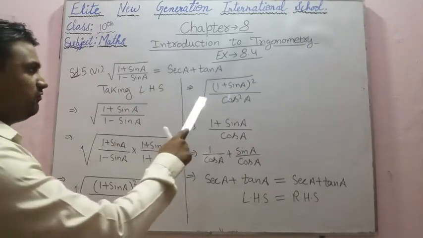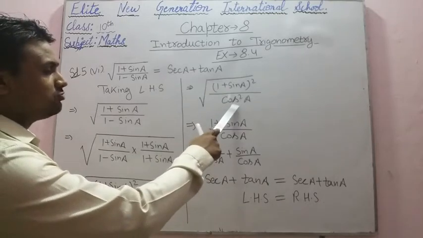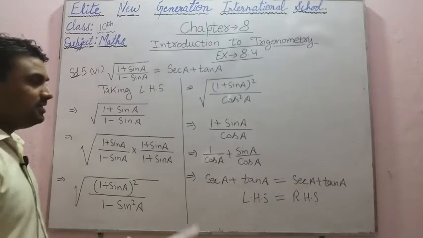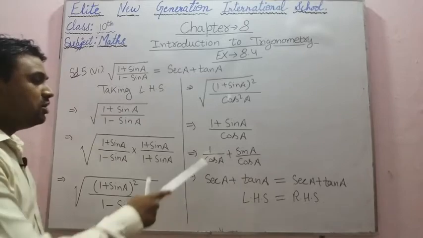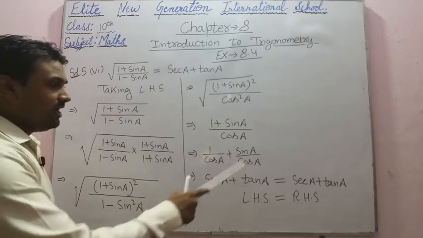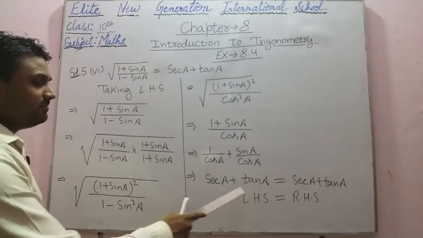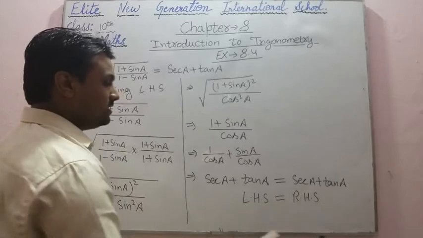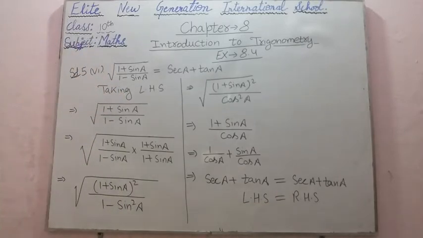So when we remove this under root, it will be (1 plus sin a) upon cos a. Now after this we can write them separately. So it will be 1 upon cos a plus sin a upon cos a. So 1 upon cos a will be sec a and sin a upon cos a will be tan a. So here it will be sec a plus tan a, and we have to prove sec a plus tan a. So we can say here LHS equal to RHS. Now after this the next question.